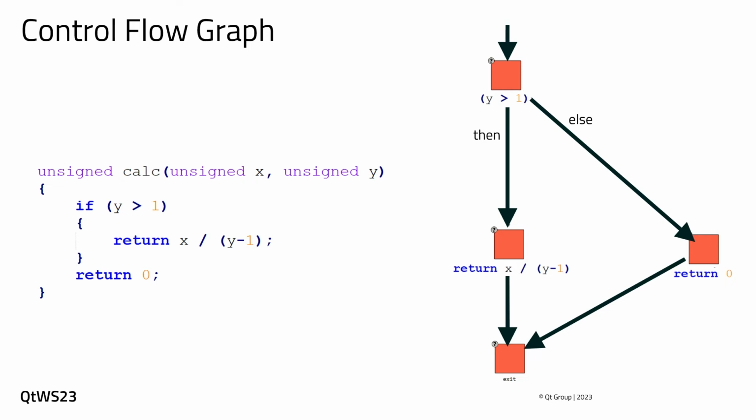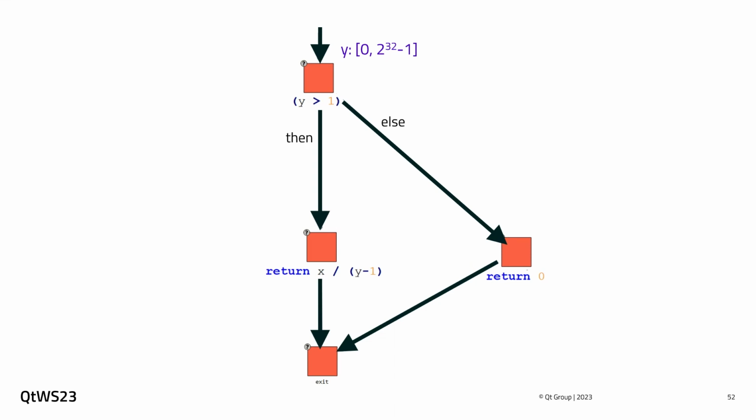We see over here we have this condition y greater than 1. We have a then and an else branch, and here these two returns. So this is just this program in a certain graphical representation. And now, how does the analysis work?